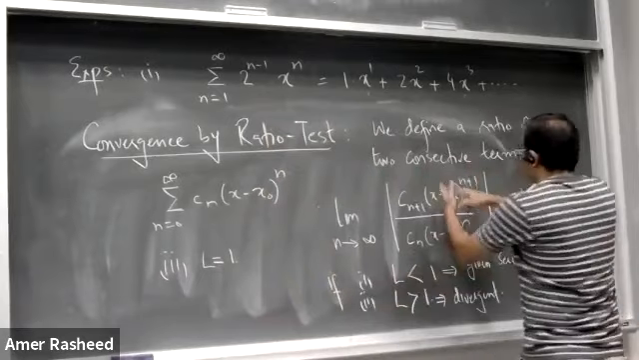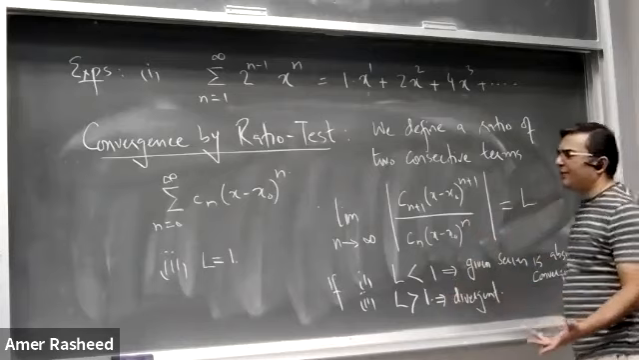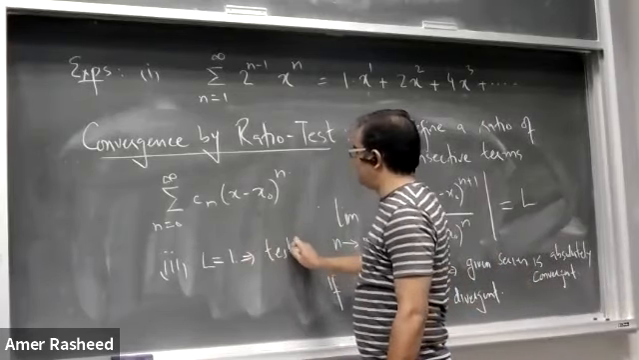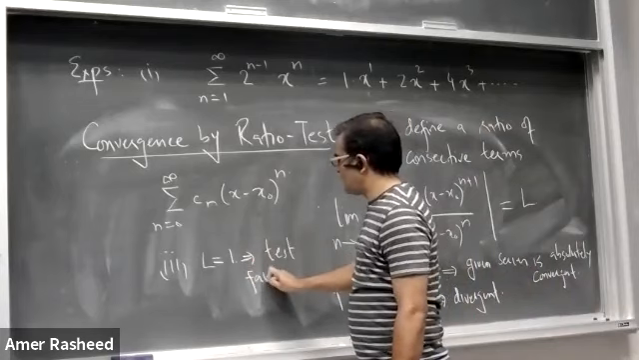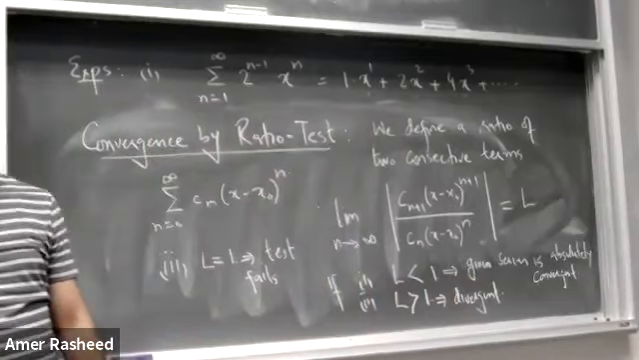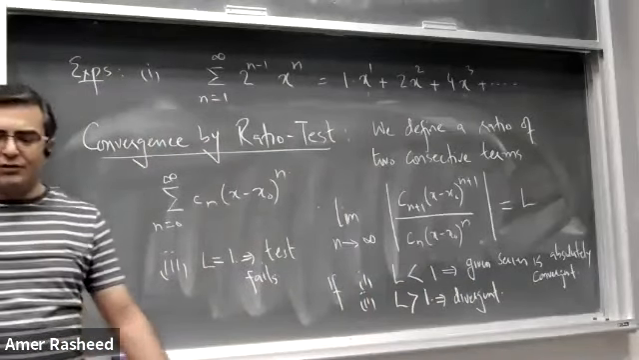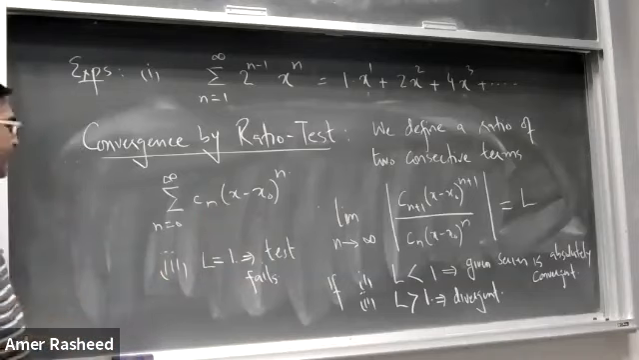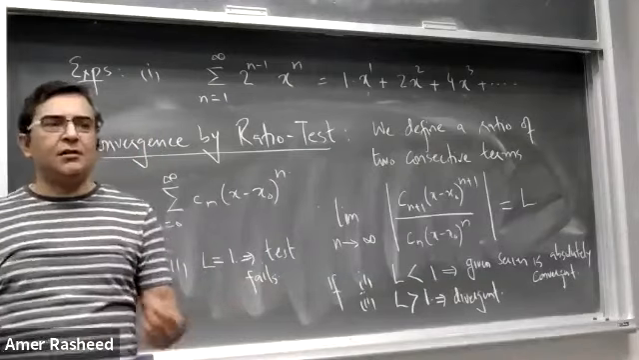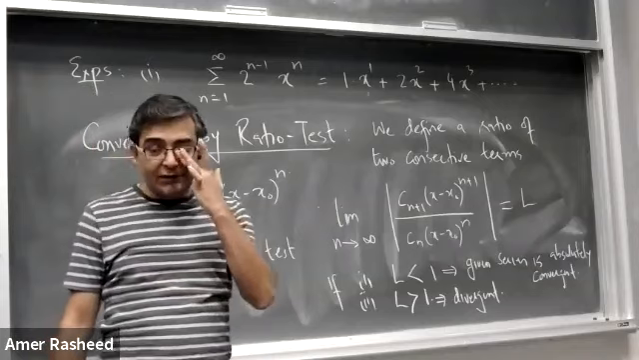One is that the limit L is less than 1, another is that it is greater than 1, and the third possibility is L is equal to 1. In this case this test fails. This test is not appropriate here to tell us whether the given series is absolutely convergent or not. Okay, so these are three cases. Then in the third case we use some other test to check whether the given series is absolutely convergent or not.